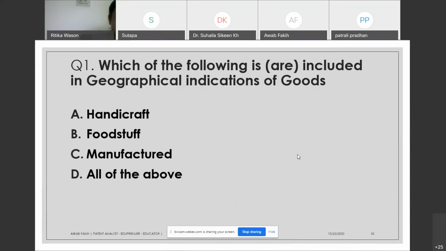The question number 1: which of the following is or are included in geographical indication of goods? A, handicraft; B, foodstuff; C, manufactured; D, all of the above.